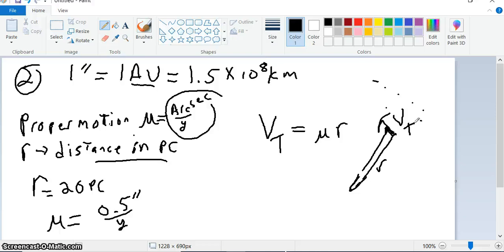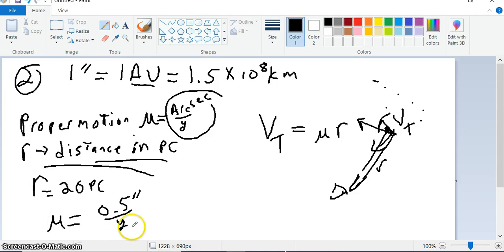Then we'll use the Pythagorean theorem and combine the transverse velocity with what's called the radial velocity. The radial velocity is the velocity towards us, if this is us viewing the star, somebody's eye or a telescope. If we combine these two, it's going to be some velocity in this direction. That's the true velocity.